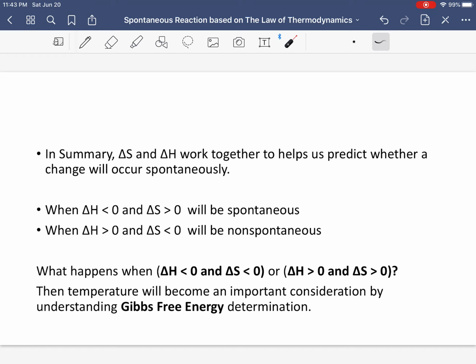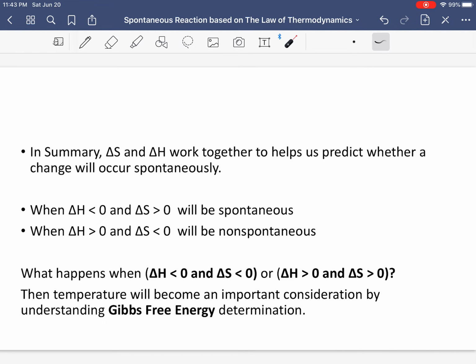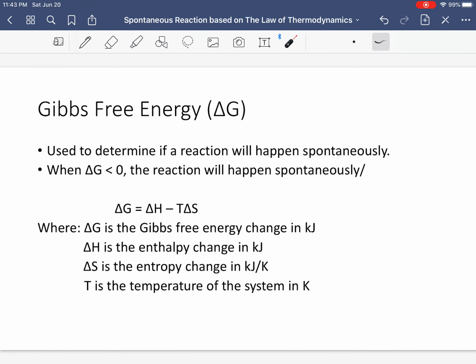By calculating Gibbs free energy, you can determine if a reaction is going to be spontaneous or not. Now the question is how, right? Here it is, Gibbs free energy, delta G. First we have delta H, then we have delta S, now we have delta G. When delta G is less than 0, so if delta G is a negative number, then it's going to be spontaneous. No doubt.